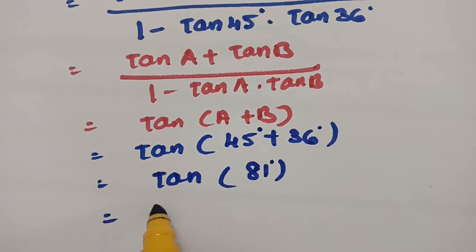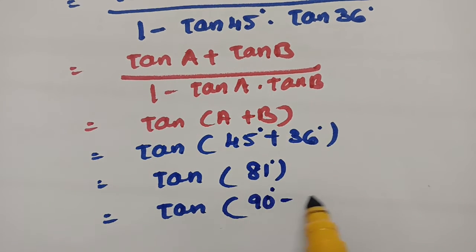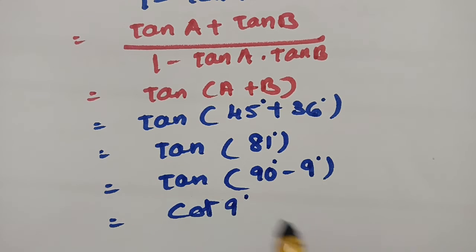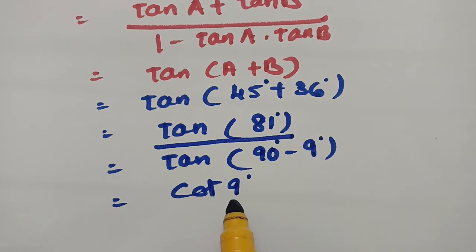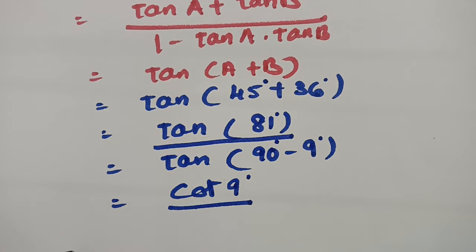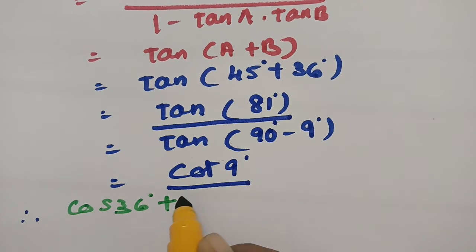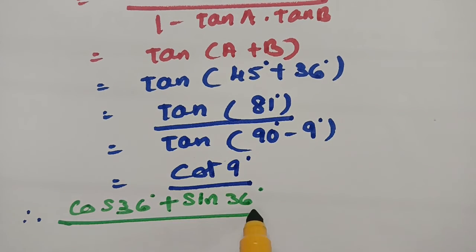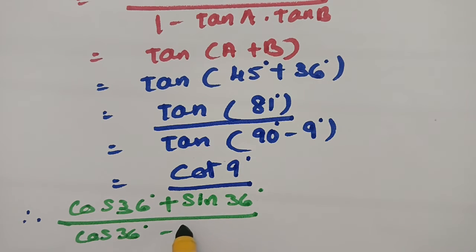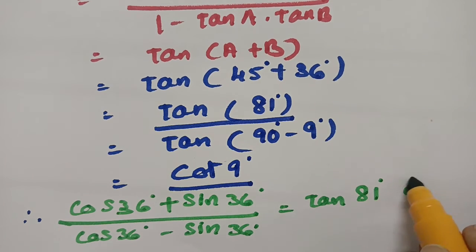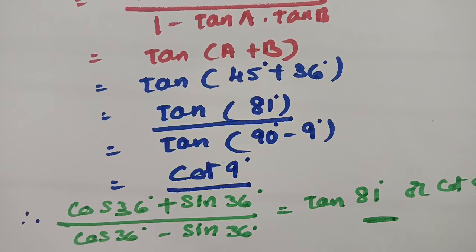So tan of 81 can be written as tan of 90 degrees minus 9 degrees. Tan of 90 minus theta is nothing but cot theta. In place of theta we have 9 degrees. Therefore, we got the value as tan 81 degrees or cot 9 degrees. Therefore cos 36 degrees plus sin 36 degrees by cos 36 degrees minus sin 36 degrees is equal to tan 81 degrees or cot 9 degrees. So this is how we have to solve.